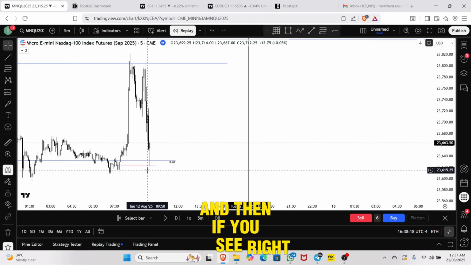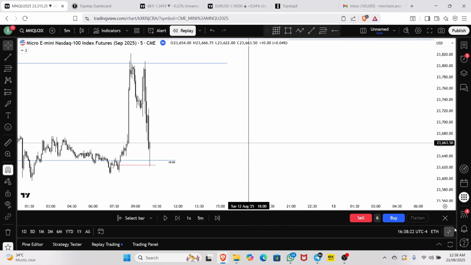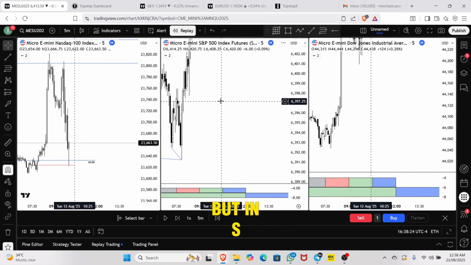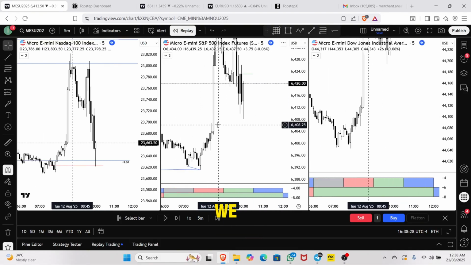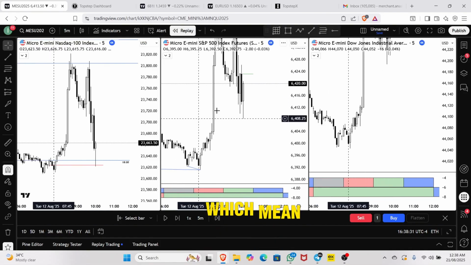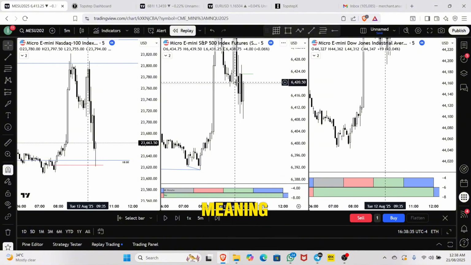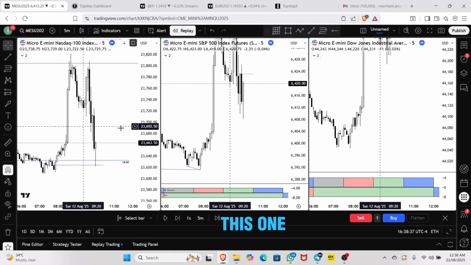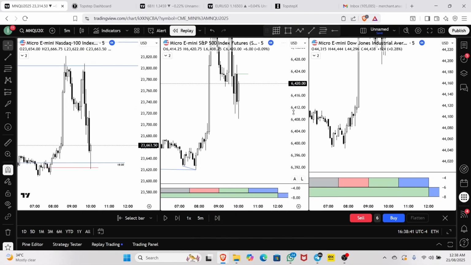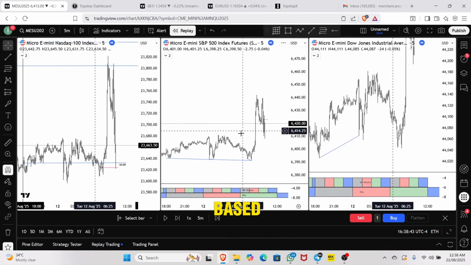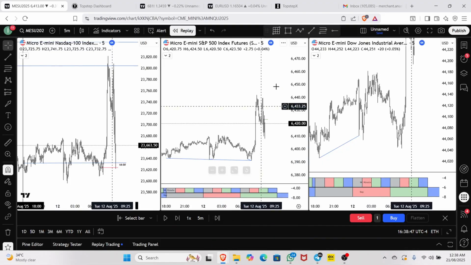And then if you see right there, this one candle was touched. But in S&P 500, we failed to do so. We failed to drop down below, which means one was in premium while another one was in discount, meaning this was at equilibrium while this one, Nasdaq, was in extreme discount, right? Again, we have the same crack in correlation based off of the first doubling of cracks in correlations over here.